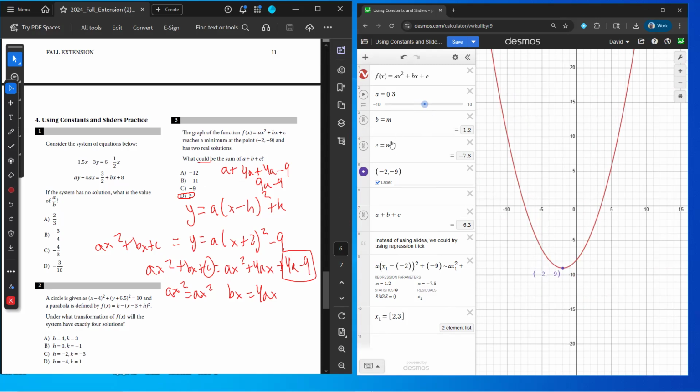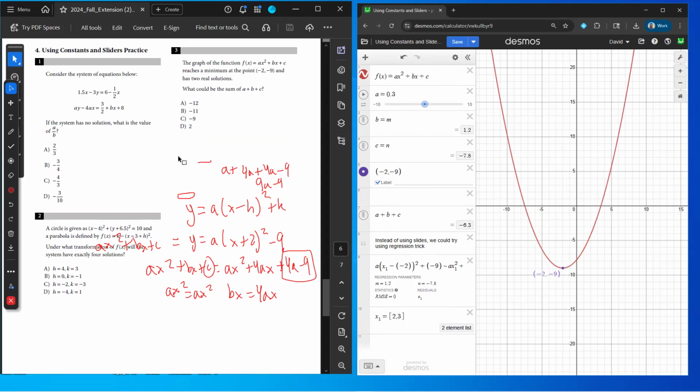Cool. By the way, this m and n here, you didn't have to do both steps. Again, I did both because I didn't want to use the same slider in two places. It doesn't work on Desmos. All right, and let's go into the last section.